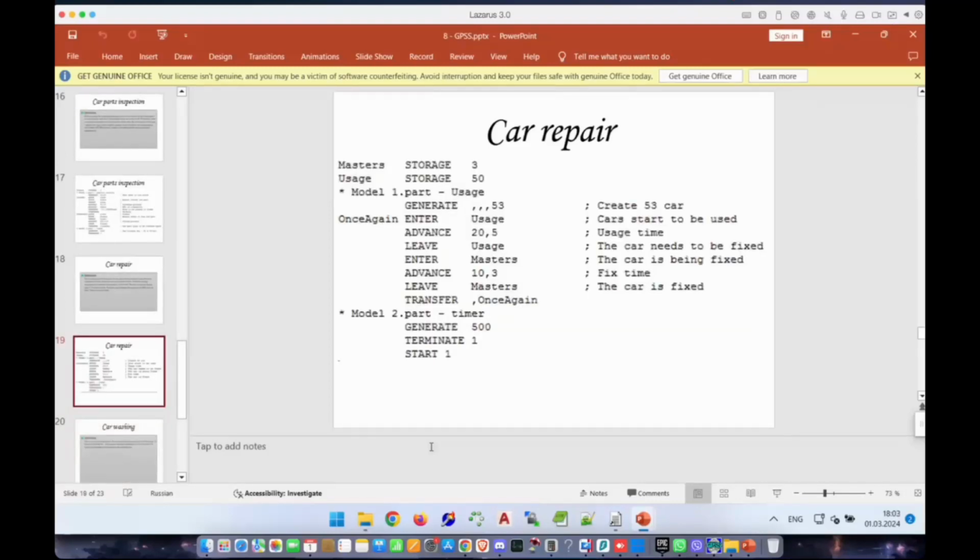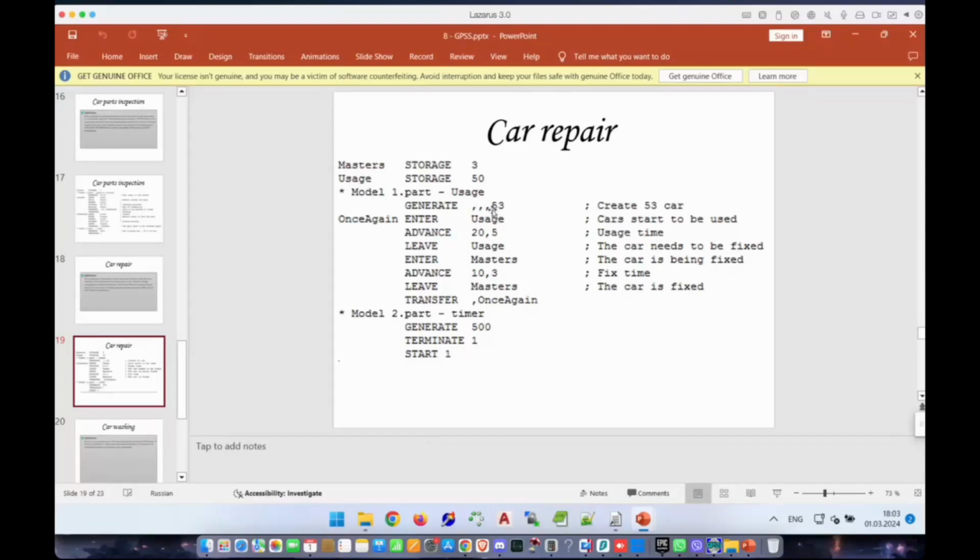And here we have a small example. I think by this example you will find out that GPSS is really elastic for modeling. We have three masters, or fix guys, who can fix or do the maintenance of the machines. We have 50 slots on the conveyor.